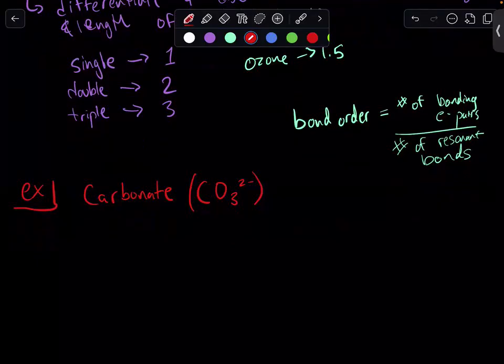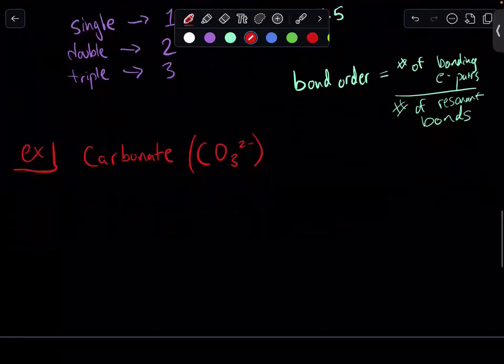Furthermore, we need to now draw carbonate. Carbonate is going to have resonance structures. So take a moment, pause the video, and try and draw all 3 resonance structures. That's a hint. Try and draw the resonant hybrid structure. And then after that, we'll go over bond order. So pause the video, and when you hit play, we'll be going over it right now.